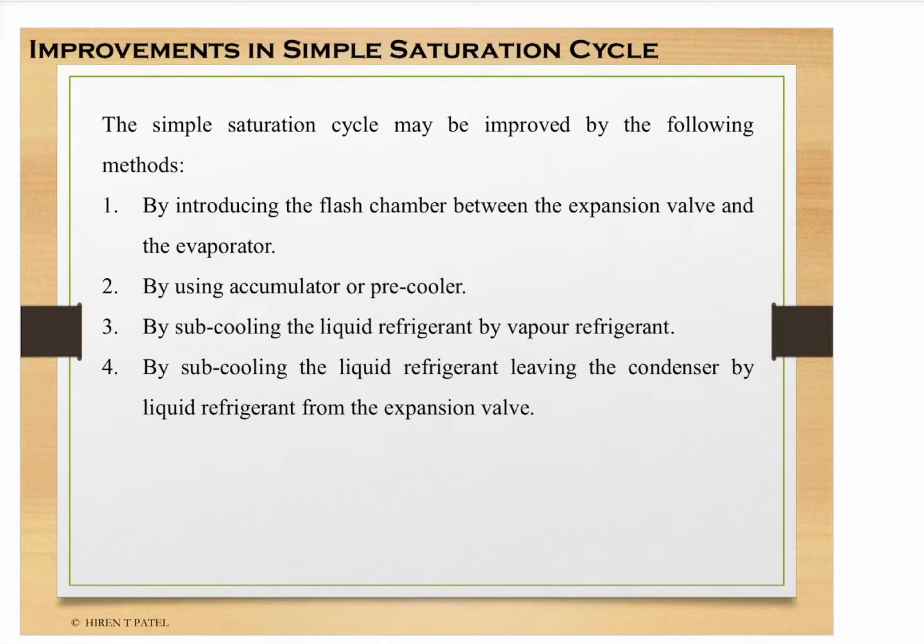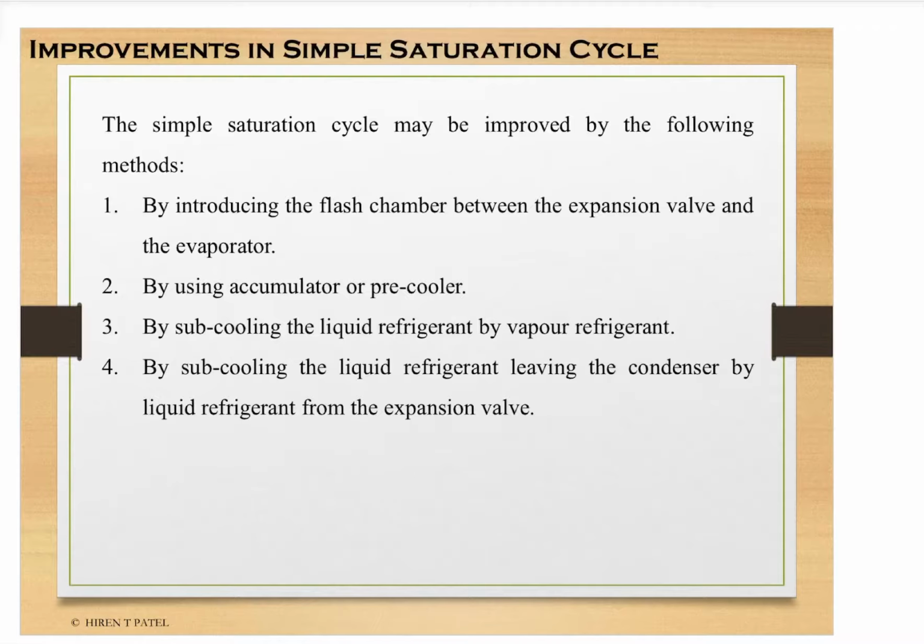Hello everyone. Today we are going to discuss improvement methods of the simple VCR cycle. In this video you are going to learn about the different improvement methods for the simple VCR saturation cycle. There are four different methods available for the improvement of the simple VCR system.